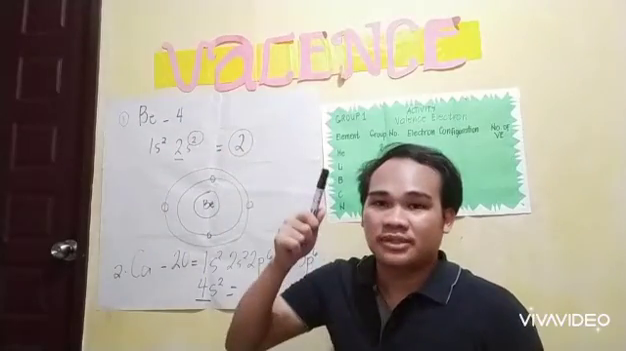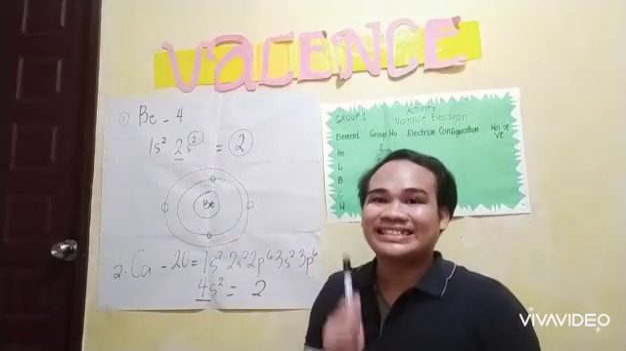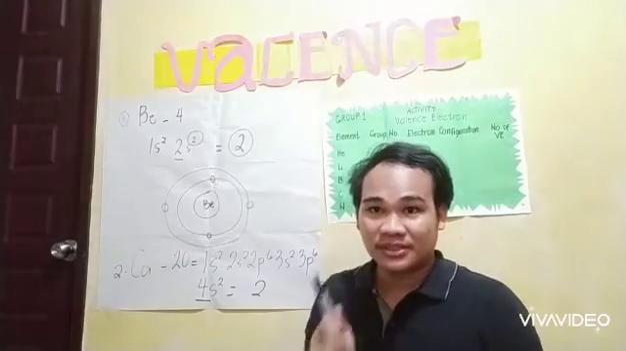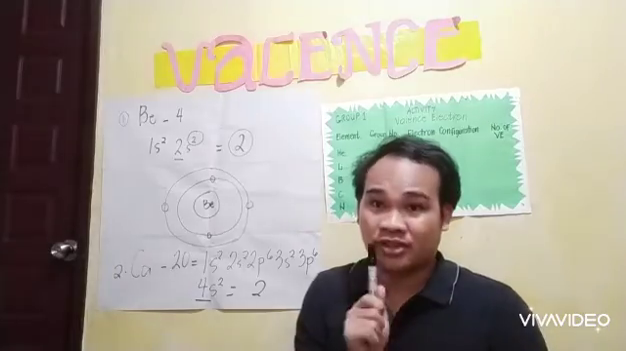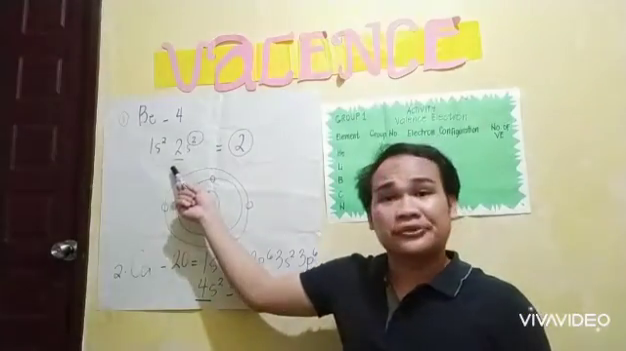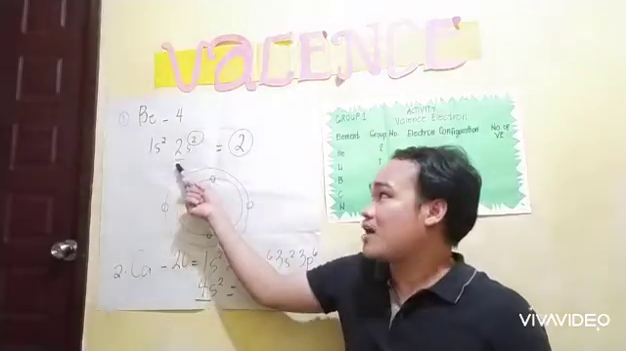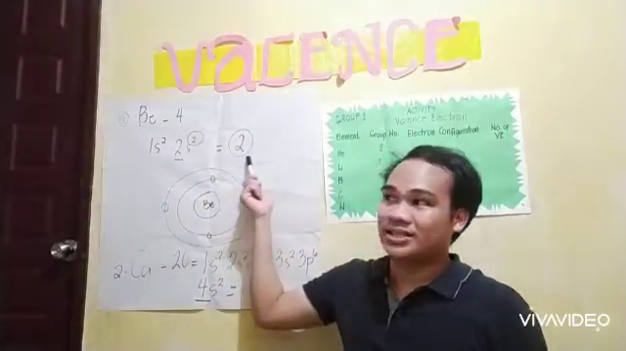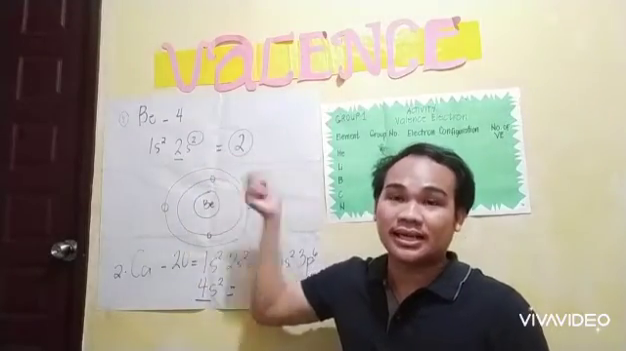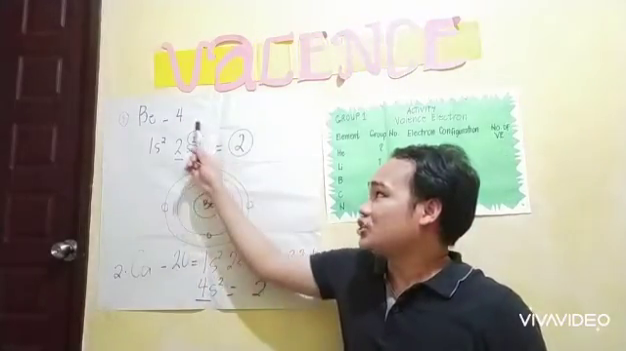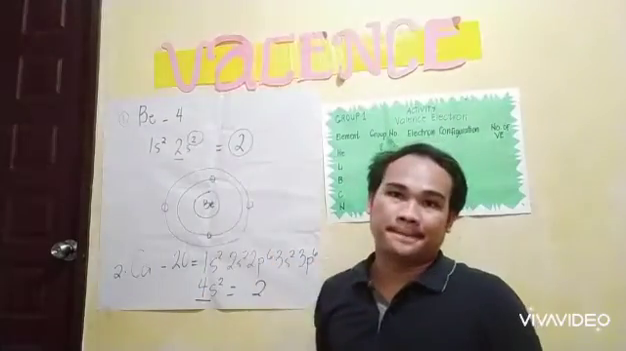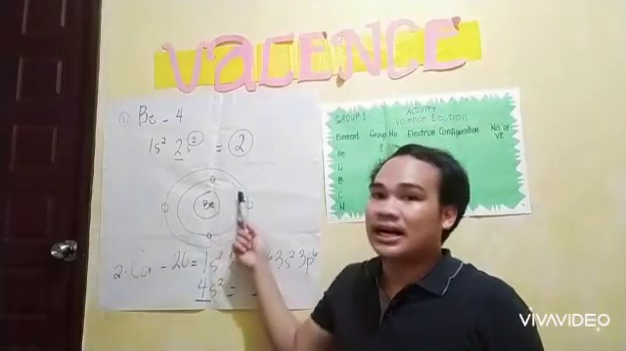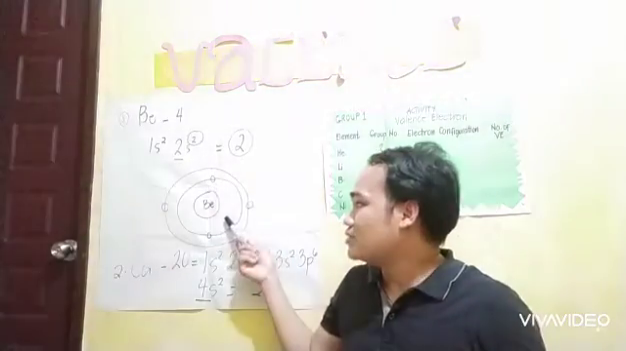So always remember that the atomic number is equal to the number of electrons of an element. So if you are going to write the electron configuration of beryllium, we have 1s2, 2s2. So therefore, our valence electron is 2 because the number of electrons in the highest principal energy level is 2. Always remember that.